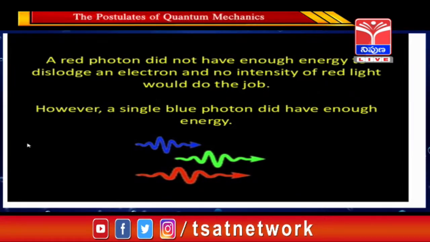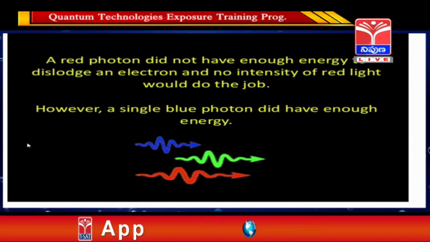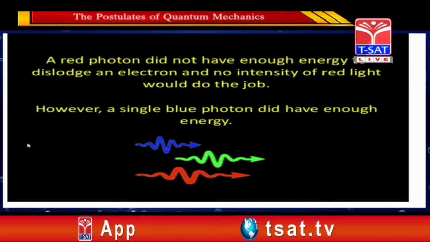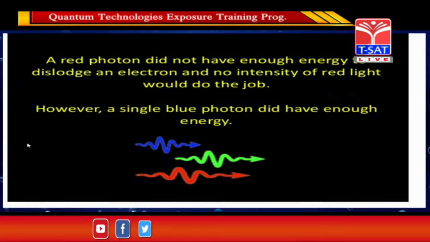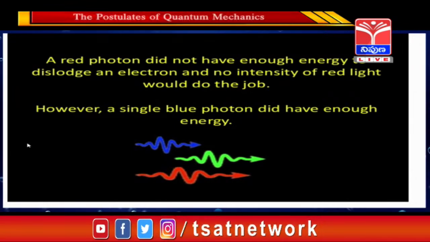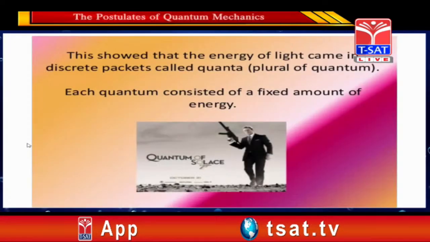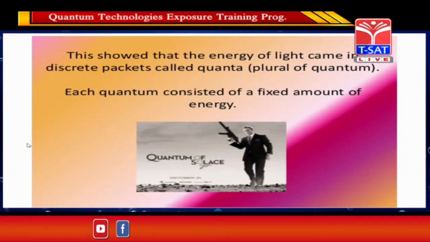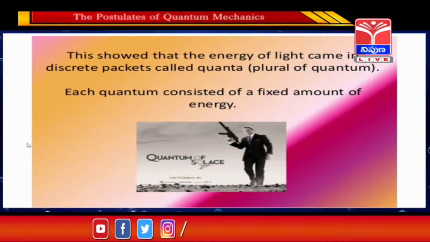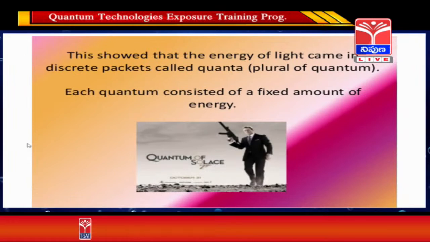So see, a red photon did not have enough energy to dislodge an electron, and no intensity of red light would do the job. However, a single blue photon did have enough energy to dislodge the electron. This showed that the energy of light came in discrete packets called quanta, which validates the hypothesis of Newton that light is made up of particles.